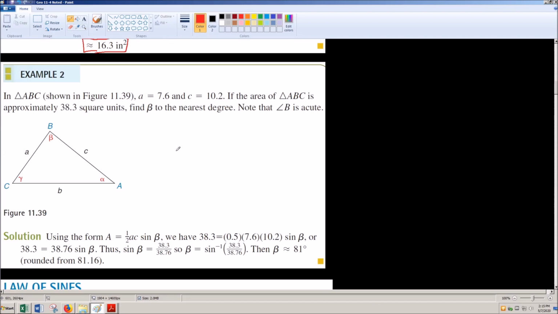So looking at example 2 here, we're told that A is 7.6. I am told C is 10.2.